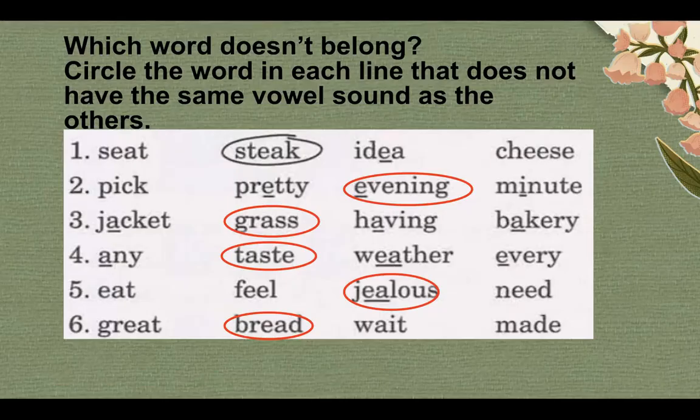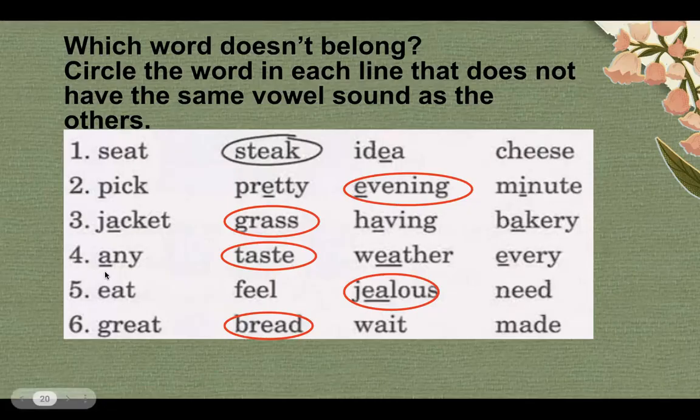Okay, so move on to the third line. We have the words jacket, grass, having, bakery. The word grass doesn't belong in this line because grass has the vowel sound A. However, the other three words have the vowel sound A, like jacket, having, bakery. Okay, so the next one we have number four.